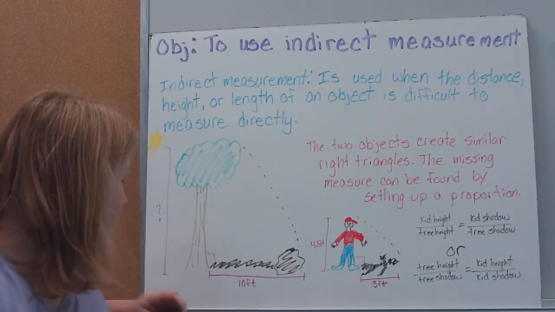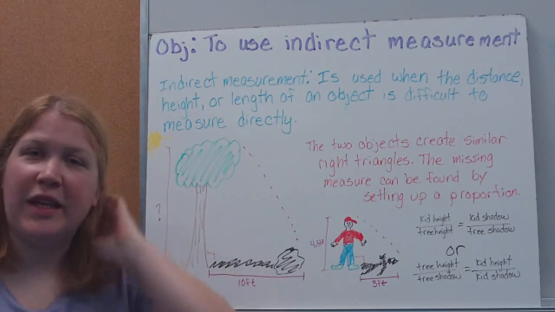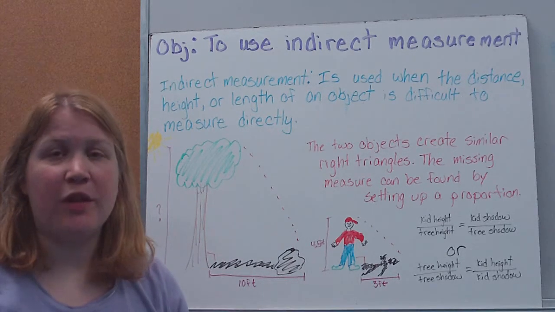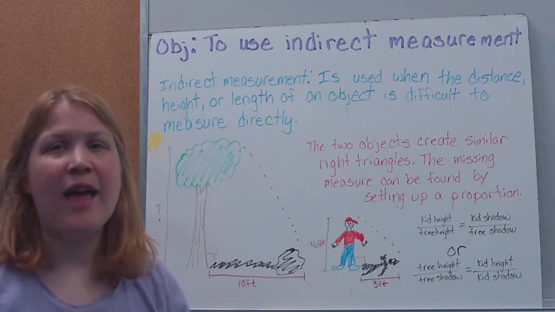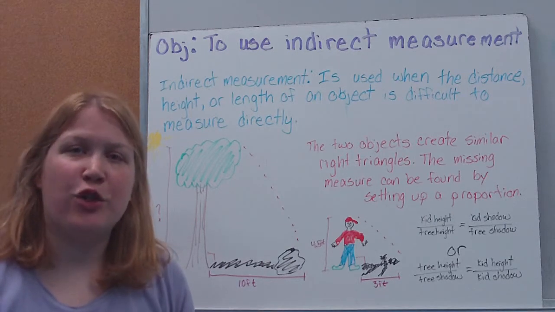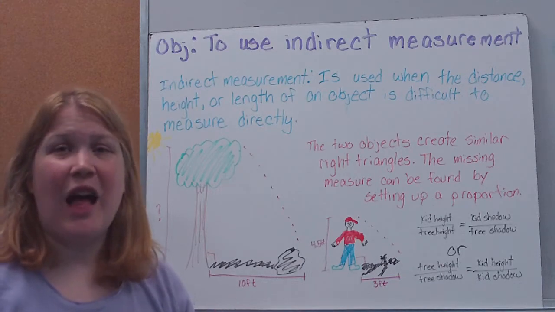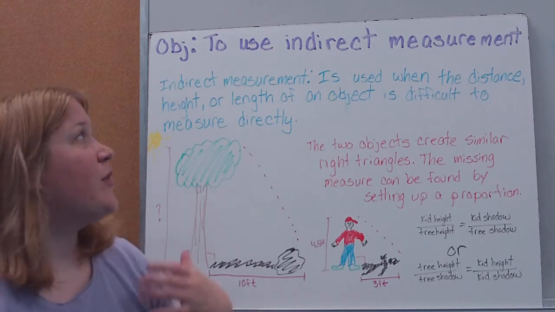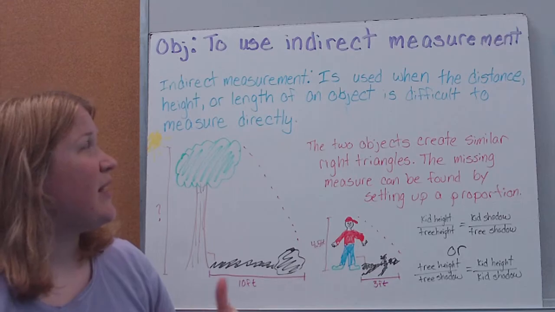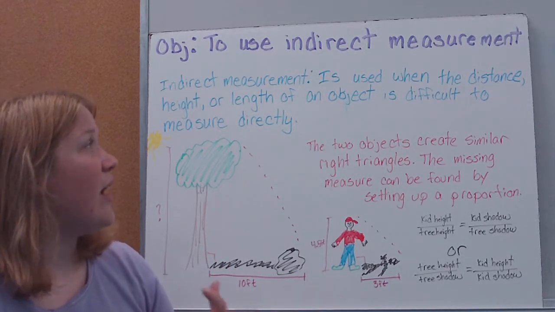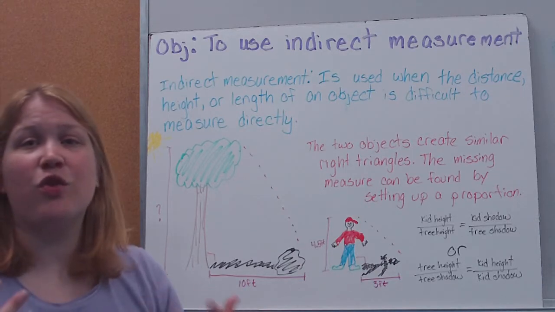Hey again, guys. Today we're going to take a look at using indirect measurement. If you're having confusion with similar figures, I would go back and rewatch that, because what indirect measurement does is create similar figures so that we can solve for our unknown. Indirect measurement is what we use if calculating the length, distance, or height of an object is too difficult to do directly.